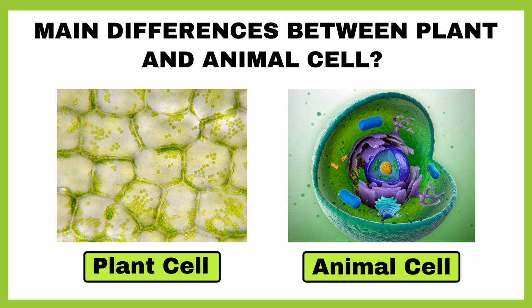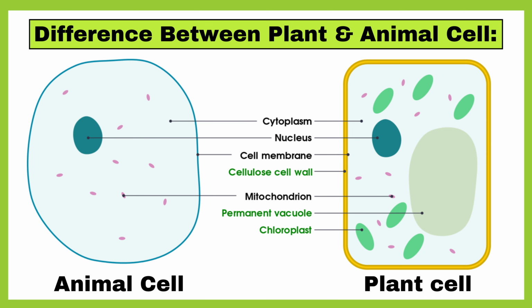The main difference between plant cell and animal cell: you can see the plant cell has green pigment, which is indicated as chlorophyll. And you can see there is a picture of an animal cell. I am going to show you the difference between animal and plant cell. Cytoplasm is present in both the animal cell and plant cell. Nucleus is very much common. Cell membrane is common in both plant and animal cell.